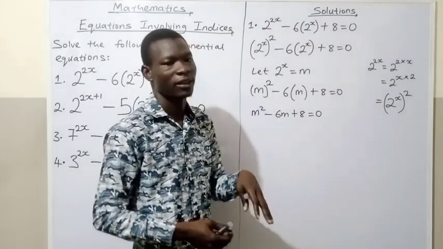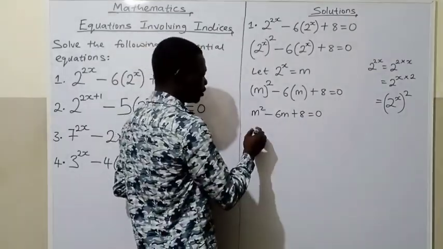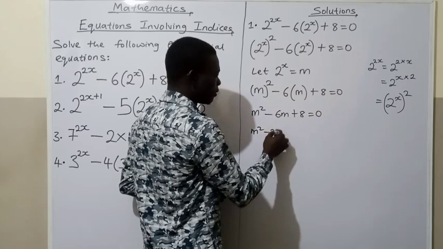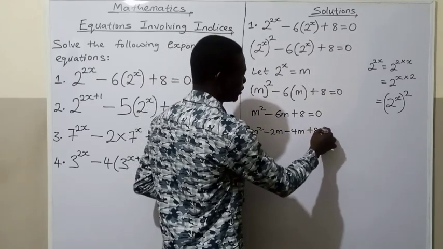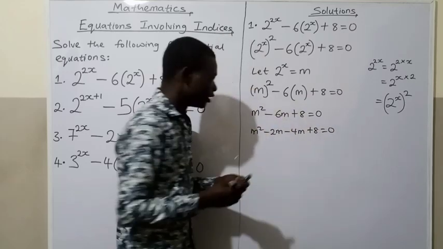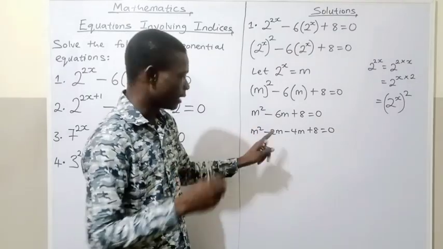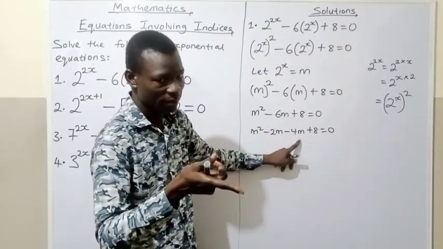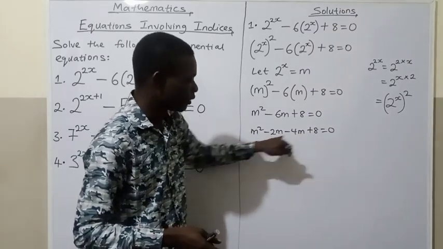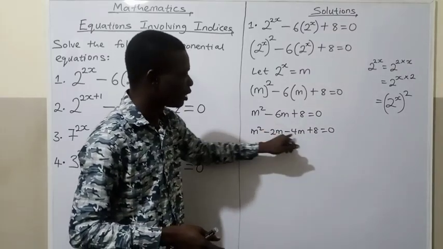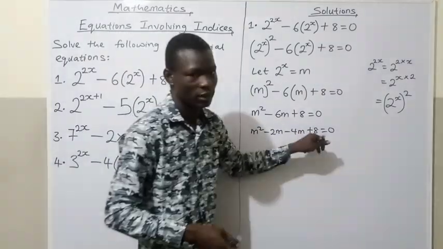Because minus 4 multiplied by minus 2 equals plus 8, and minus 4 plus minus 2 is going to give me minus 6. So I'm going to be having m squared minus 2m minus 4m and then plus 8 equals 0. What I've done here is just to reproduce this minus 6 using these two factors. And of course, I chose these two factors using the method I told you. Their product is going to give me plus 8, but their sum is going to give me minus 6, because minus 2m minus 4m is minus 6m. Minus 2 times minus 4 is going to give me plus 8.